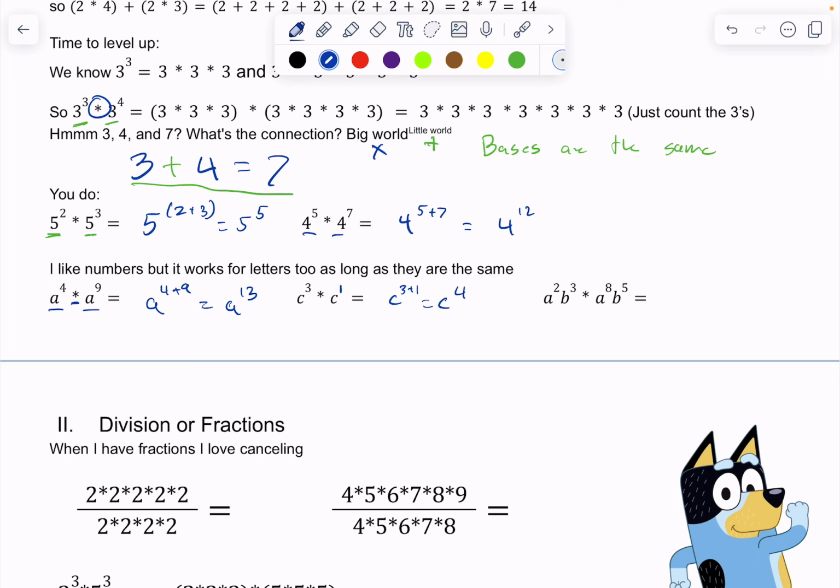Ooh, here's something tricky. Add the exponents of the matching bases together. So I have the A's first, that's going to be 2 plus 8. And then I have B, which is 3 plus 5, which then just equals A to the 10th power and B to the 8th power.